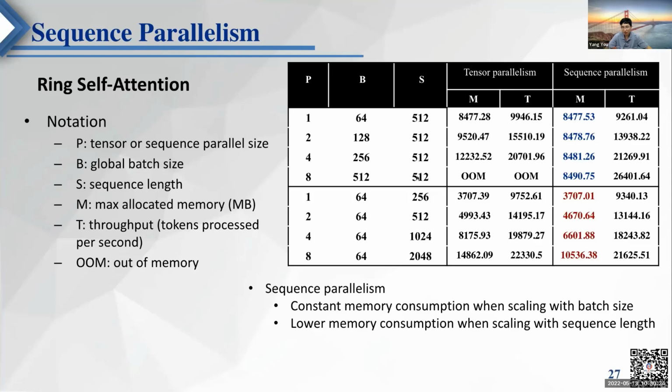Firstly, we fix the sequence length, and we linearly increase the batch size with the number of GPUs. From here, you can see the memory cost of sequence parallelism is much lower. And the second setting is we fix the batch size and linearly increase the sequence length. Clearly, you can see our memory cost is also much lower.